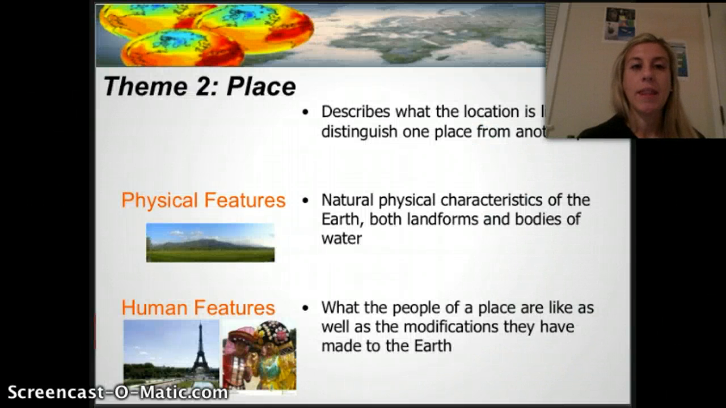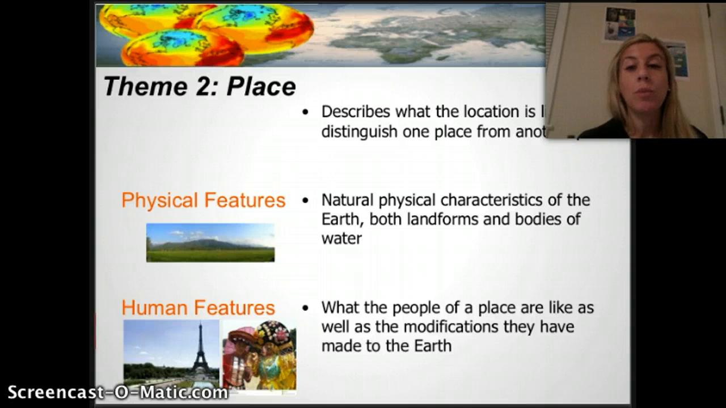Okay, so our second theme, place. Place describes what the location is like to distinguish it from another place. Sounds pretty straightforward. So there are two types of features that describe a place. You can have the natural, physical characteristics. That would include your landforms and bodies of water, like continents, mountains, oceans, rivers.